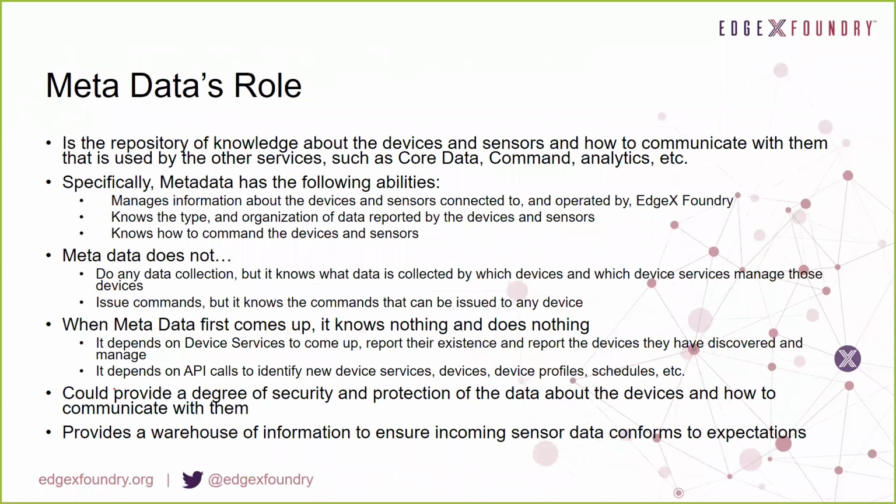So what is metadata's role? What is its purpose inside of EdgeX? This is really the repository of knowledge about what devices and sensors are connected and communicating with EdgeX. It is what we use to provide background information to lots of other services about what is connected, what they're relaying in terms of their sensor readings, and how to communicate with them. So other services like core data and command, and any kind of analytics package you have, would certainly be dependent on metadata to understand what is actually coming up through this EdgeX system.